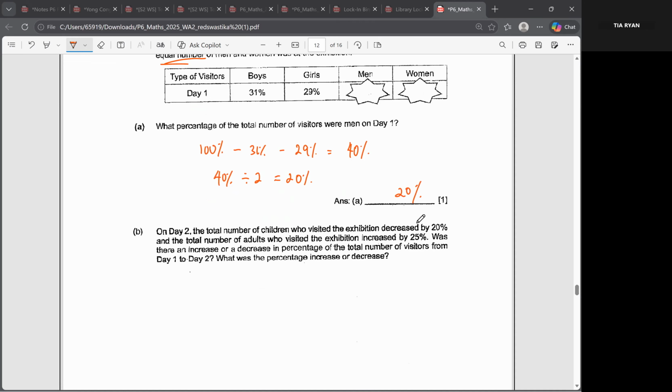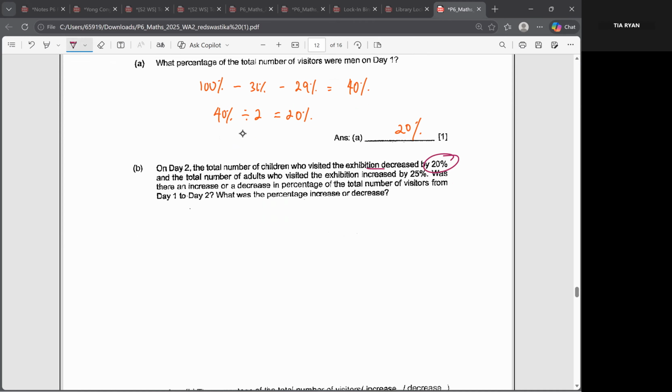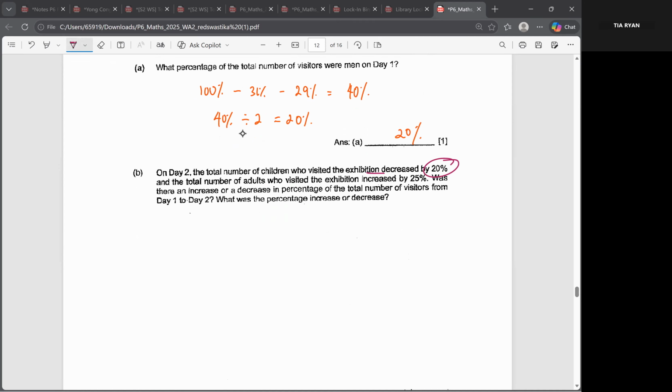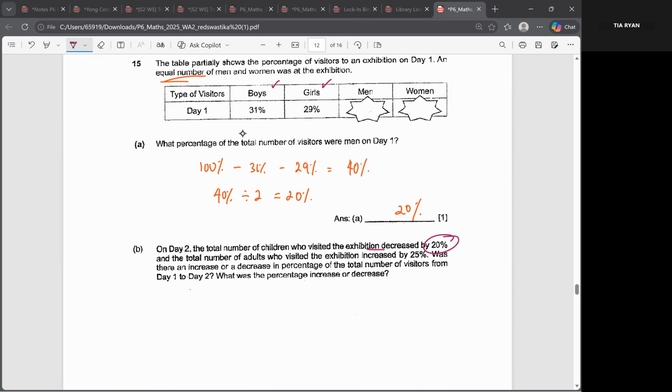Clear? On day 2, the total number of children who visited decreased by 20%. Children is made up of boys and girls. Agree? And the total number of adults who visited increased by 25%. Was there an increase or decrease in the percentage of the total number of visitors from day 1 to day 2? Agree or disagree?